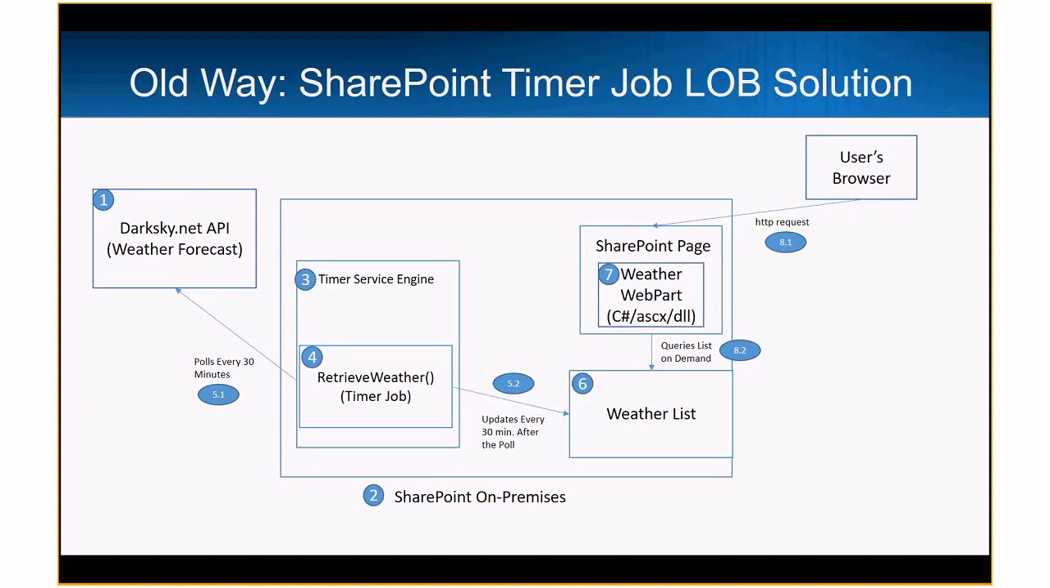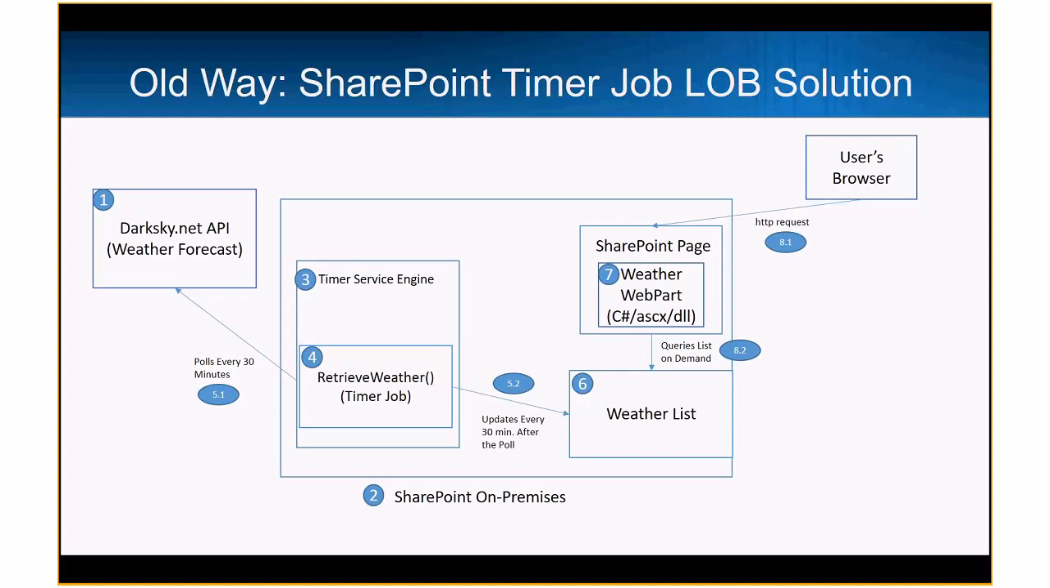When the user hits the SharePoint page on which the web part lives, an HTTP request is issued, 8.1, and 8.2, the weather web part queries number 6 instead of number 1 to get the information. So has anybody developed their custom timer jobs here? Okay, a time ago, yeah. This is a design pattern that you're familiar with then.